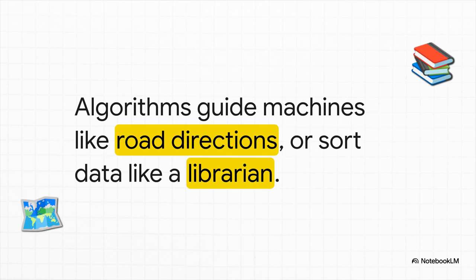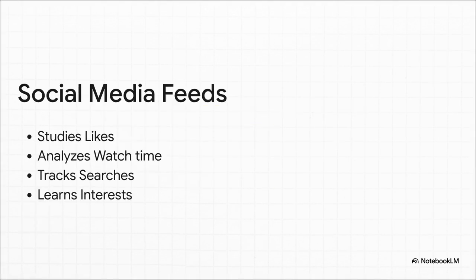Every single instruction, like turn left in 100 feet, moves the car closer to its destination. Or think of a librarian organizing books by category so people can find information quickly. Algorithms do the exact same thing. They guide machines to destinations and sort massive amounts of digital info. And they do this at lightning speed.